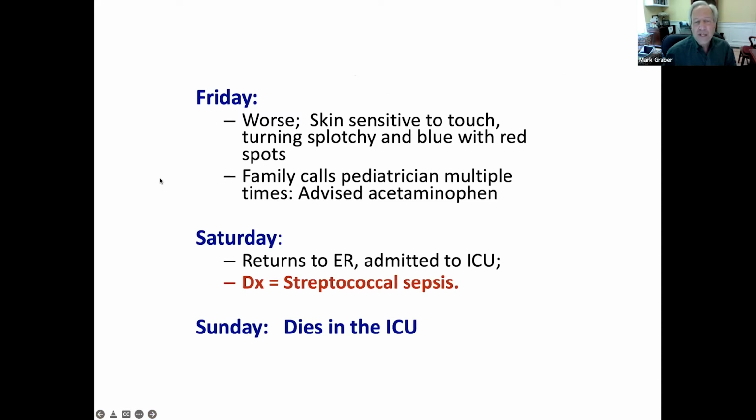Here he is at home the next day, he's worse. Family says they'd never seen anybody's skin look like this. His skin was sensitive to touch. It was blotchy, red and blue. They tried to get back in touch with the pediatrician, never really succeeded. Somebody from the office said, just take some Tylenol.